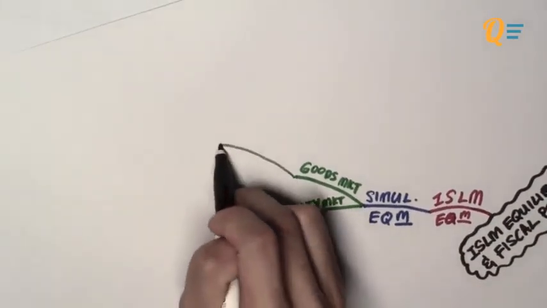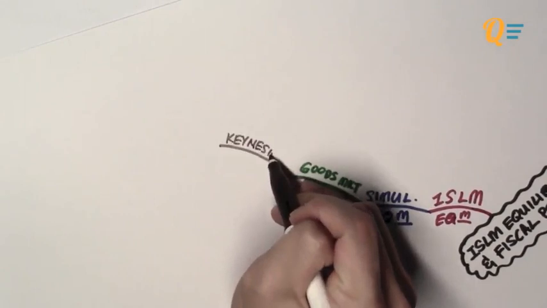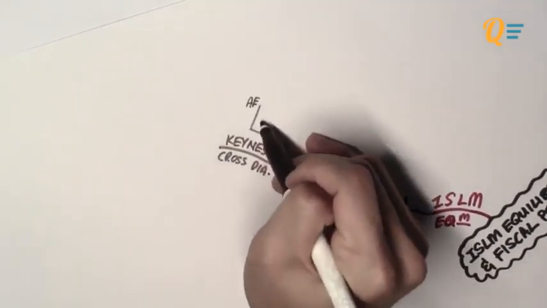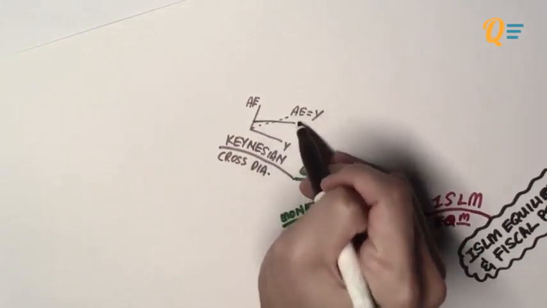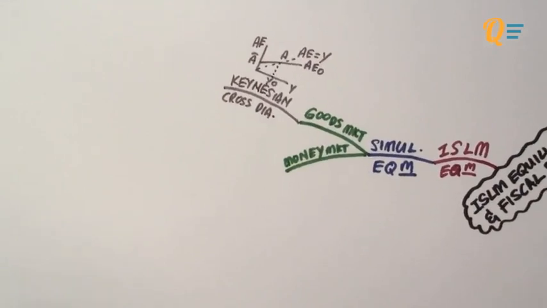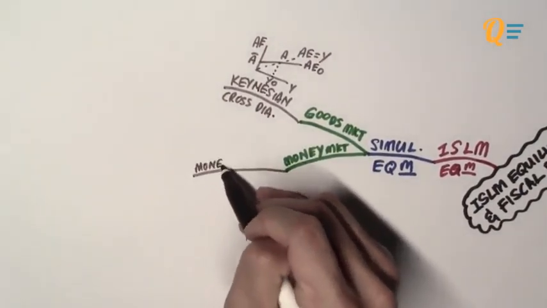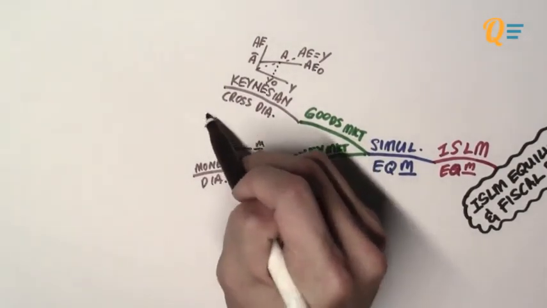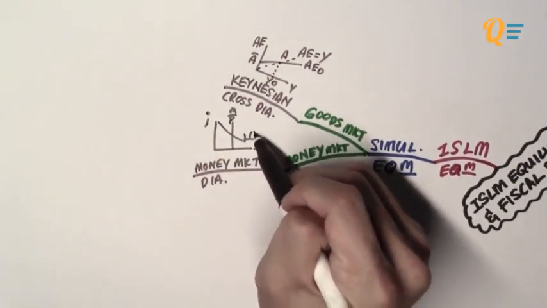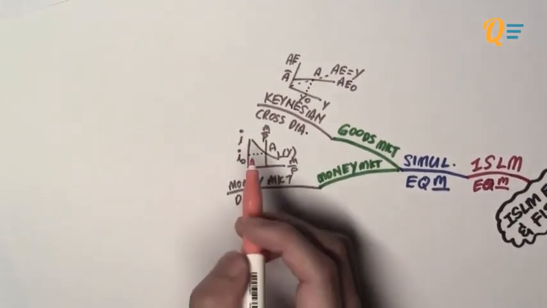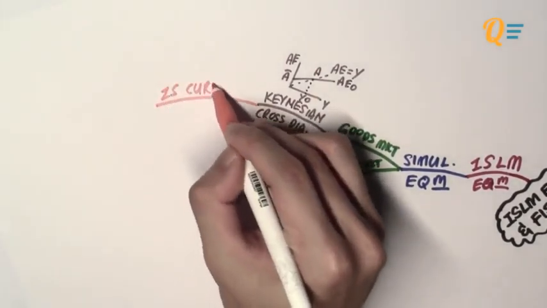To represent the goods market, we make use of the Keynesian cross diagram, which is a graph with aggregate expenditure on the vertical axis and GDP on the horizontal axis. An intersection of a 45-degree line and the AE curve will give you your equilibrium output. As for the money market, we use a money market diagram, which is a graph with interest rates on the vertical axis and real balances on the horizontal axis. An intersection of the demand and supply of real money gives you your equilibrium interest rates.